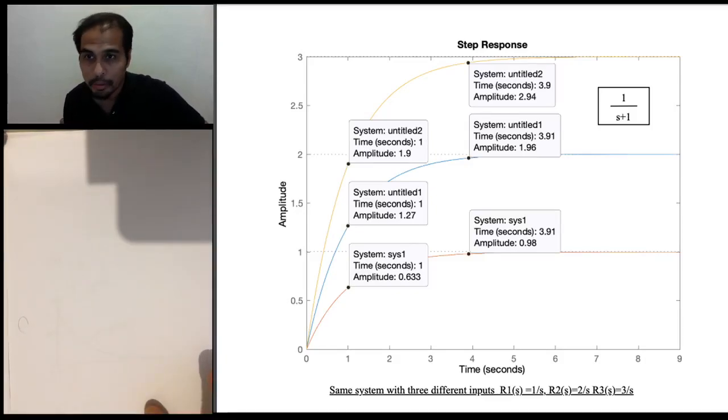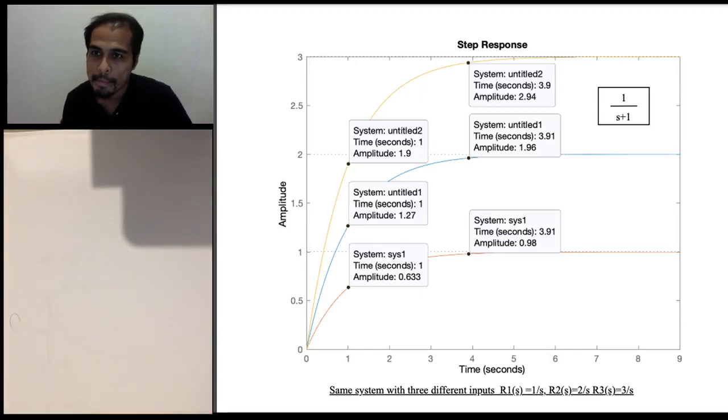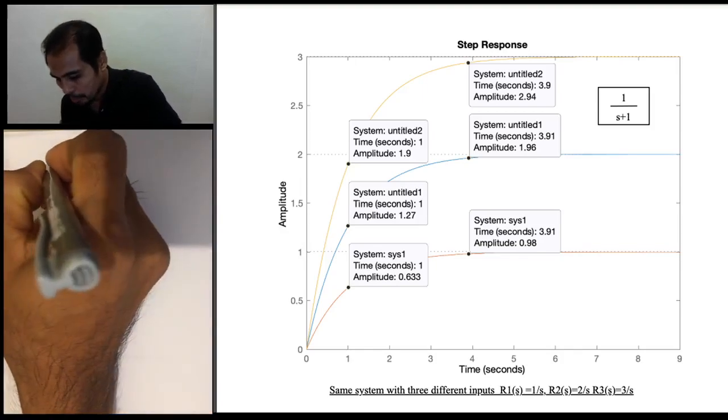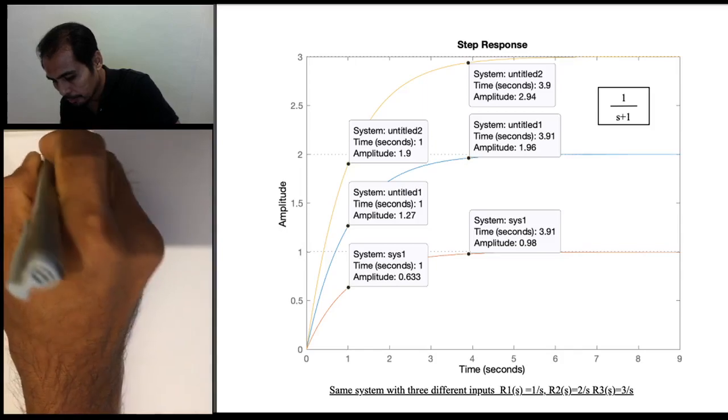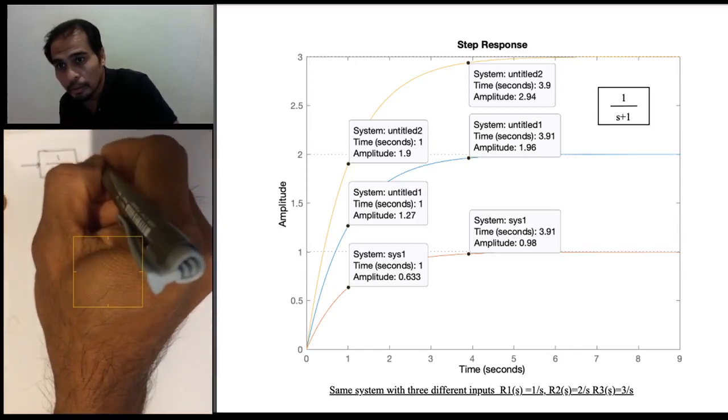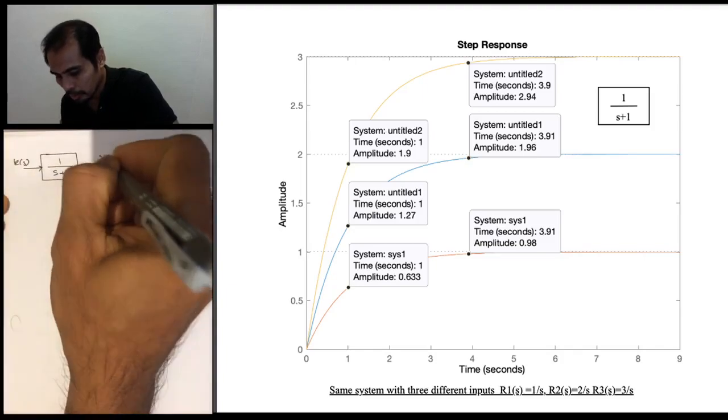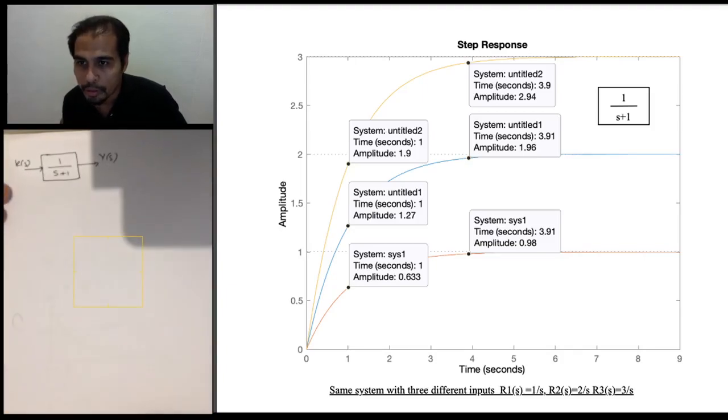Okay, let's continue with first order systems. Now we want to see the effects of the inputs on the system's response. Let's say we have a system, 1 over s plus 1, again. The input is R(s) and the output is Y(s). We need to see what the effects of the inputs are on the system response.